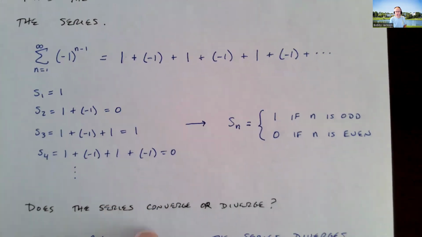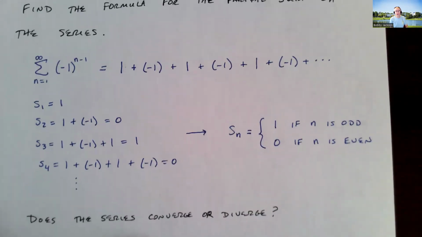Now, does the series converge or diverge? Well, the series will converge or diverge if the sequence of partial sums converges or diverges. Explicitly, this series will converge if this sequence is convergent. This series will diverge if this sequence is divergent. So remember, when a sequence is convergent or divergent, we need to look at the limit of the sequence, the limit as n goes to infinity of the S sub n's. If that limit is finite, a real number, then the sequence is convergent and the corresponding series is convergent.